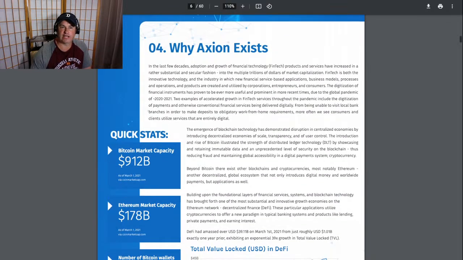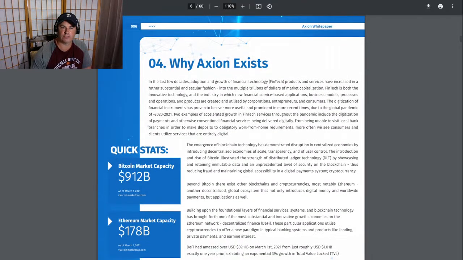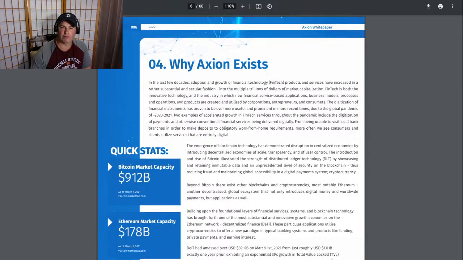In the past few decades, adoption and growth of financial technology, what we call fintech, products and services have increased in a rather substantial and secular fashion. Into the multiple trillions of dollars of market capitalization, fintech is both the innovative technology and the industry in which new financial service-based applications, business models, processes, operations and products are created and utilized by corporations, entrepreneurs, and consumers. So all those great new technologies and all those great users that are using it, it's pretty neat.